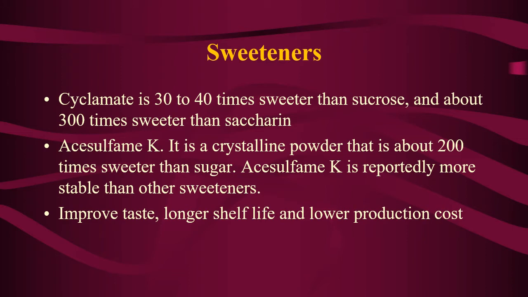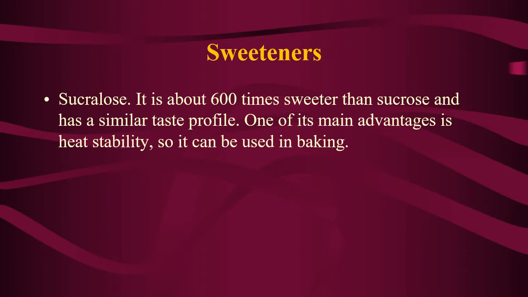And acesulfame K is reportedly more stable than other sweeteners. And by adding sweeteners, it will improve the taste of the food. It will lengthen the shelf life of the food, and also it will lower the production cost of the food products. Another type of sweetener is sucralose, which is very sweet. It is about 300 times sweeter than sucrose and has a similar taste profile. And one of its main advantages is the heat stability, so that it can be used in baking.